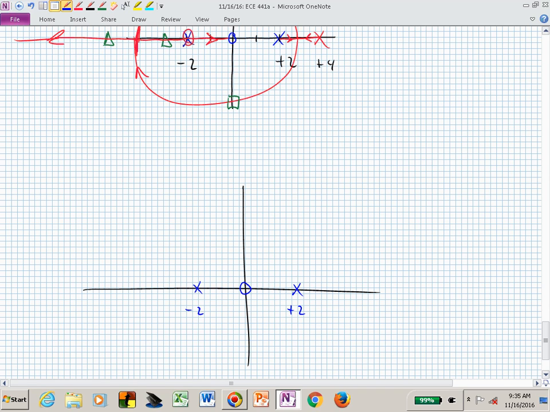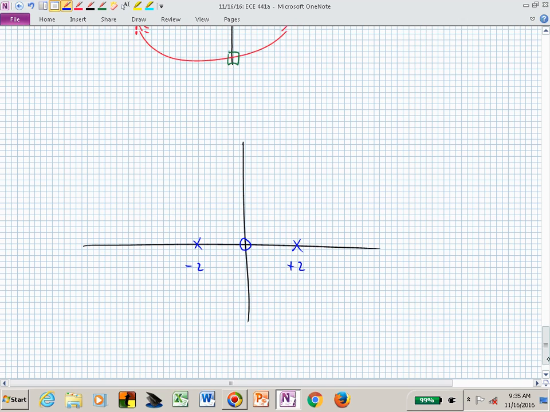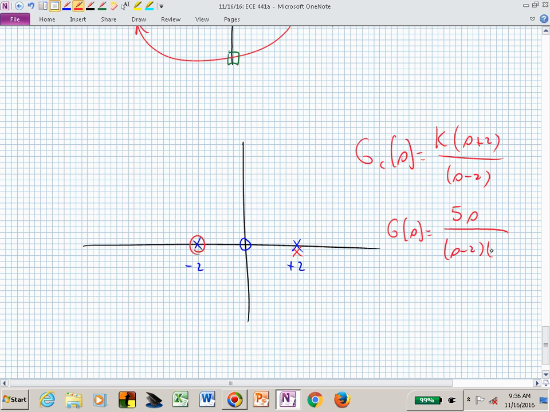That's what we started with. Maybe a simple controller would be, oh, can't put that guy right on top of that and cancel this one, so that now I have G sub C is now this K (S plus 2) over (S minus 2). And my G was 5S over (S minus 2)(S plus 2).